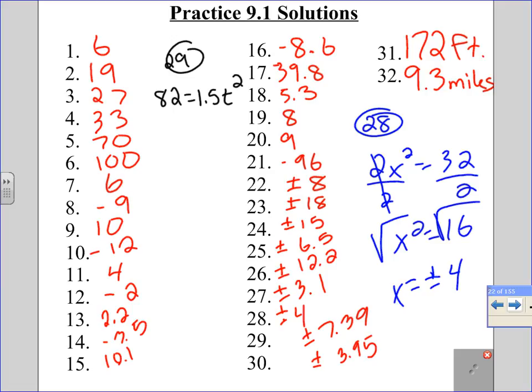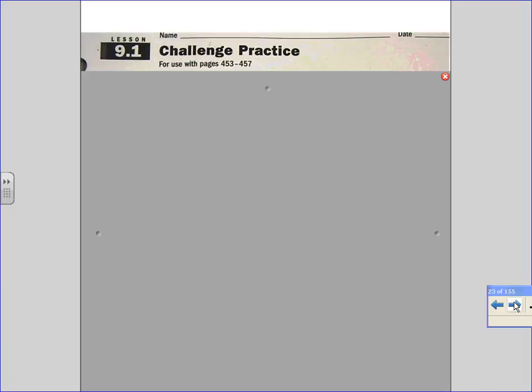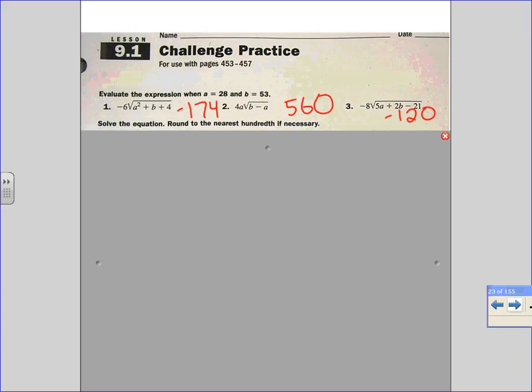Okay, let's go to 9.1 challenge, which was page 143. All right. Number 1, Sean, when you get there, let me know what you got. Good job. Number 2, Justin. Perfect. Emma M, number 3. Wow, very good, guys. Those ones are a little tricky.